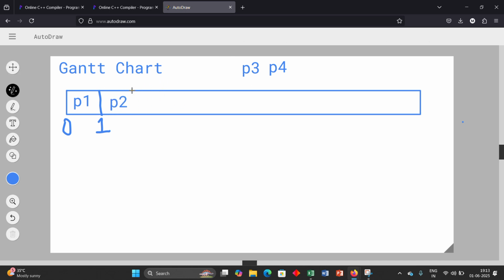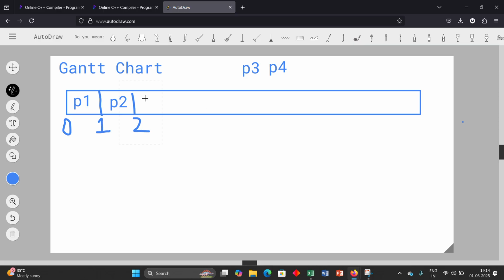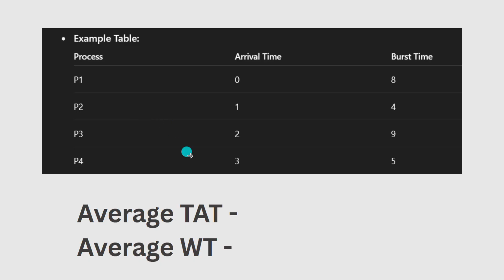Now after executing for 1 second, at 2 seconds, process P3 arrives, but it has greater burst time. P1 has 7, P2 remaining is 3, and P3 is 9. So P3 cannot preempt P2. Similarly, if P4 comes at 3 seconds, it will have 5 burst time. At that time, P2 will be remaining with only 2 burst time. So upcoming processes cannot preempt P2.